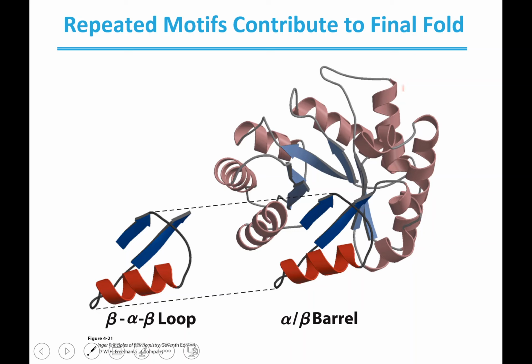This is known as an alpha beta barrel. An alpha beta barrel is a fold that's made up of different beta alpha beta motifs. And in the alpha beta barrel, you typically see on the inside of that barrel a binding site for a certain ligand, a certain small molecule that will bind in there.